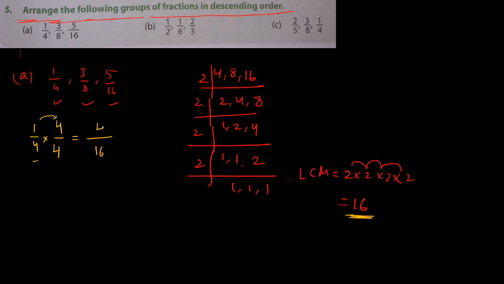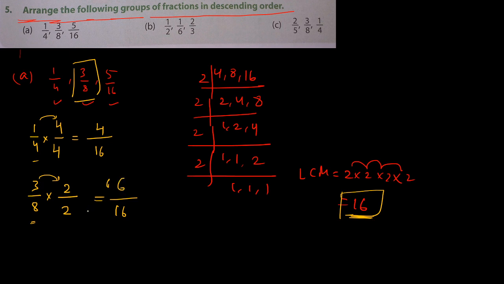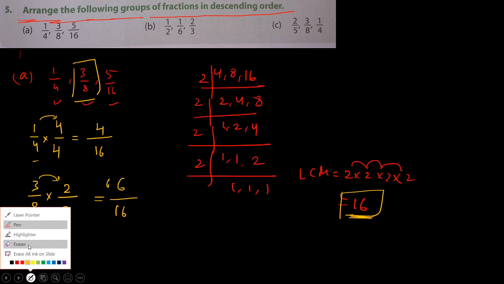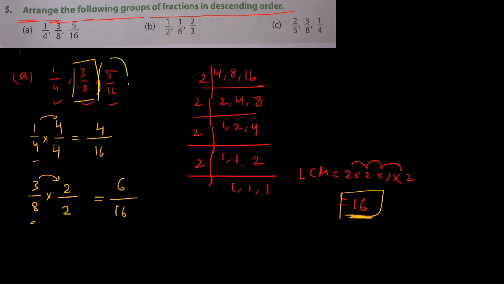1 4s are 4. Now I will write the next fraction, which is 3 upon 8, and I have to multiply 8 with such a number so that I can get 16 in the denominator. So 8 2s are 16. So multiply 2 in the numerator also, and 3 2s are 6. Next, I will write this fraction 5 upon 16. Multiply 16 with such a number so that I can get 16. So 16 ones are 16 and 5 ones are 5.